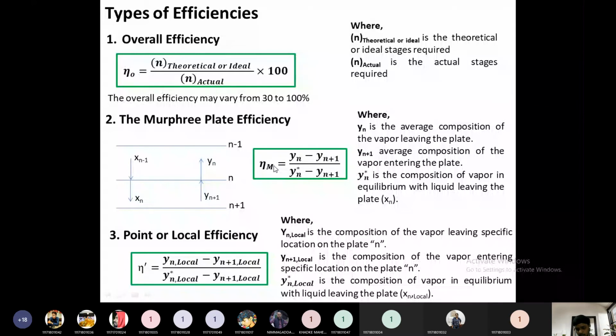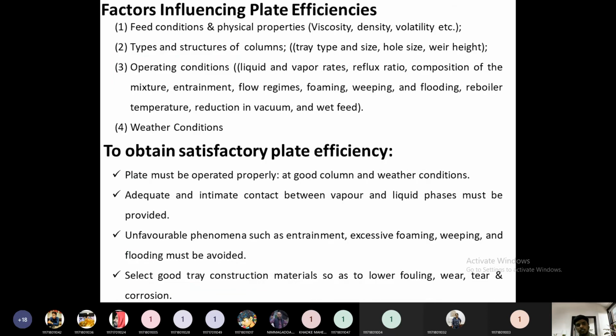For example, when the plant is newly started and newly erected, the efficiency will be the same as the manufacturer's supply. But when you operate that plant for sufficient time, like 1 year or 2 years, the efficiency of a plate or of the column will obviously go down. So the company is interested in studying why the efficiency has been reduced and how to improve it. When you are asked to improve the efficiencies, first you have to look at the factors which are influencing the plate efficiencies.